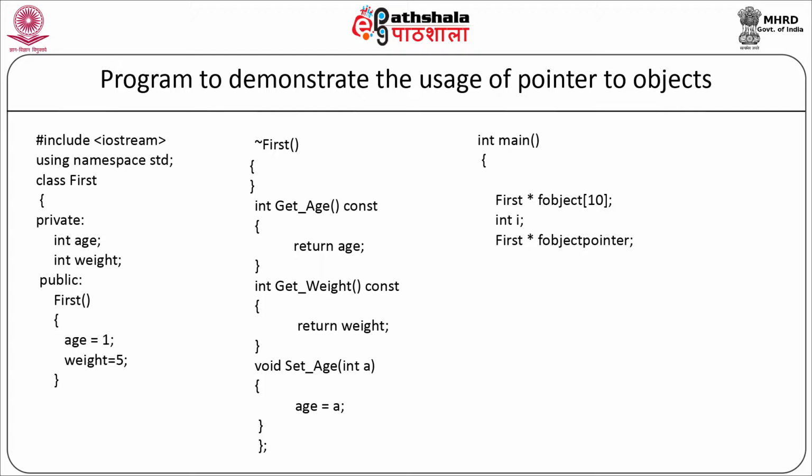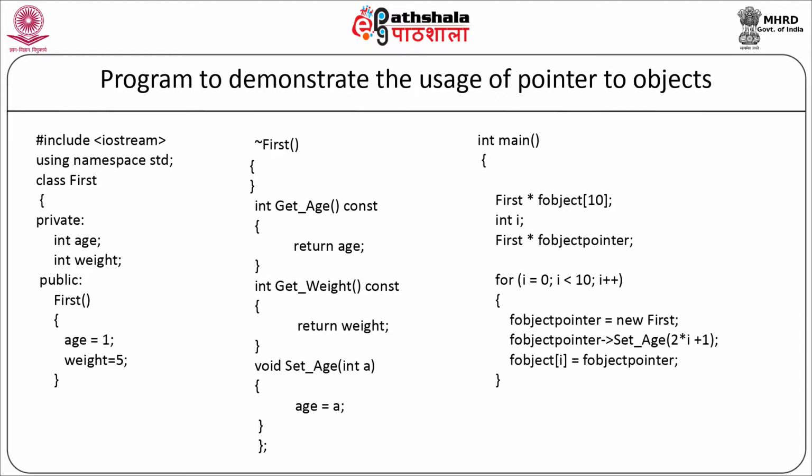Now we will take the values using a for loop. For i equal to 0, i less than 10, i plus plus, fobjectpointer is equal to new First. So we are creating the memory using the keyword new. Now we are going to call the member function using the pointer, fobjectpointer arrow setAge, in bracket 2 into i plus 1. So we are calling the member function setAge and the parameter is passed. Now fobject[i] is equal to fobjectpointer. So this first pointer we are assigning to the array of pointers at location 0. The second pointer will be assigned to the second location and so on. So this loop will be executed 10 times.